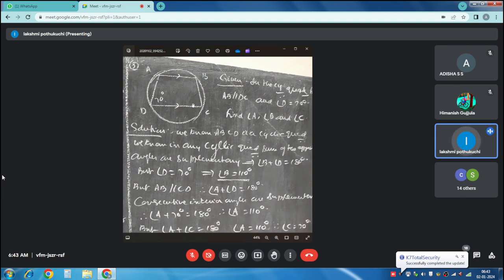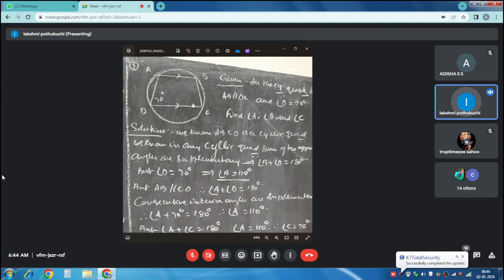Let me state the property of a cyclic quadrilateral. The sum of either pair of opposite angles in a cyclic quadrilateral is supplementary. One important word is missing, children: the sum of either pair of opposite angles in a cyclic quadrilateral is 180 degrees. Very good. Sum is important. So A plus C is 180, B plus D is 180.